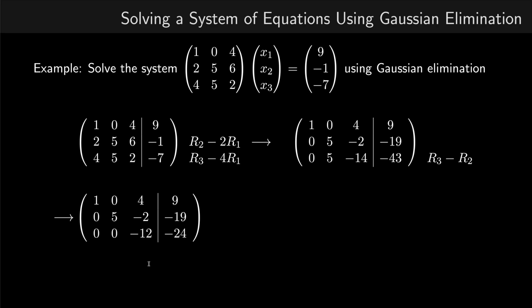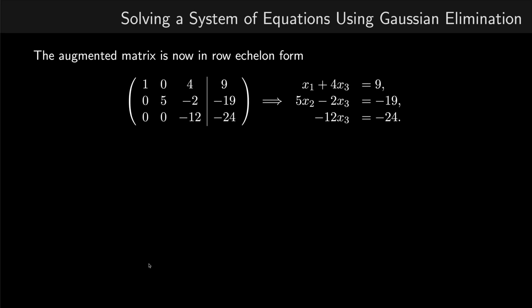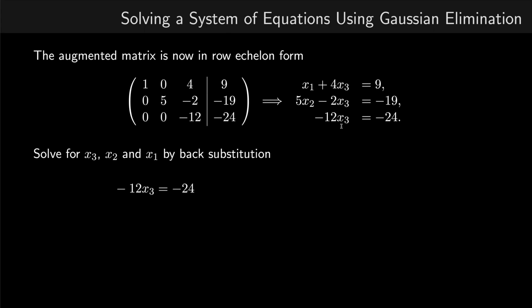Now we have it in row echelon form, we can solve our system using back substitution. If I write this system in terms of the equations, essentially converting it back into the equations, we have these three equations. The bottom one is only in terms of one of our variables, so we can easily solve for x3 by dividing both sides by minus 12. This gives us x3 is equal to 2.